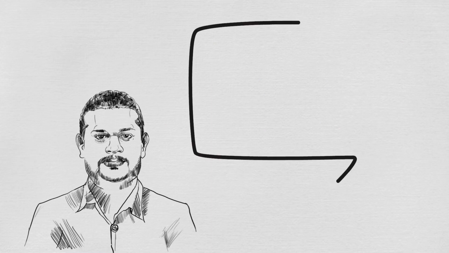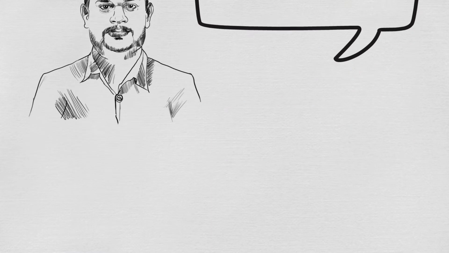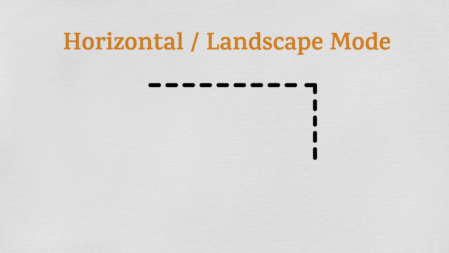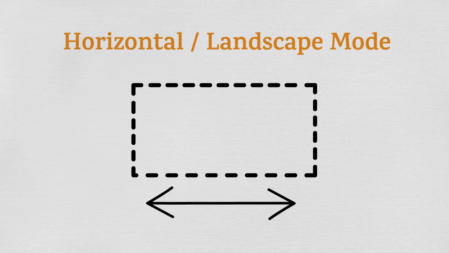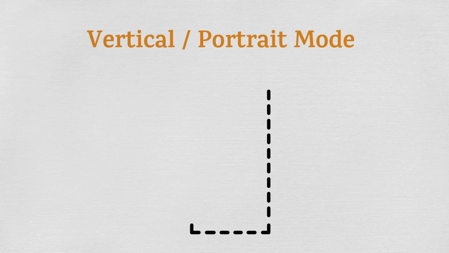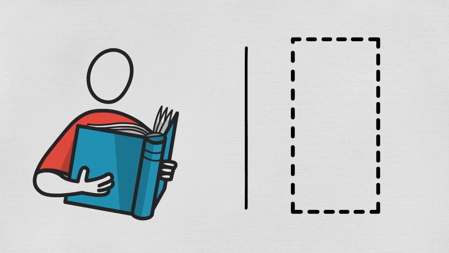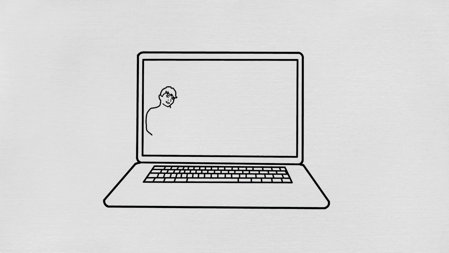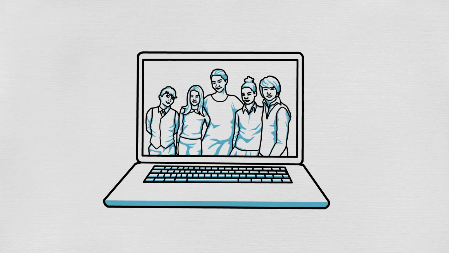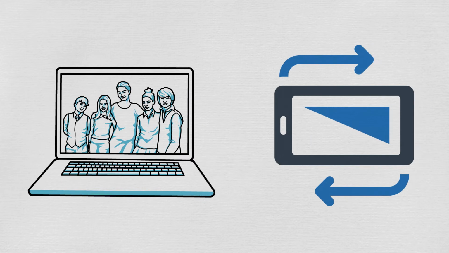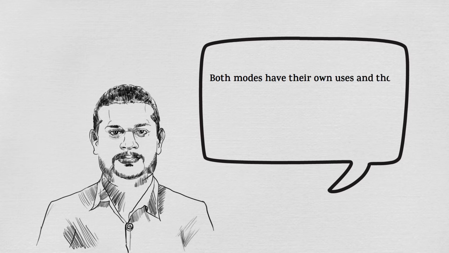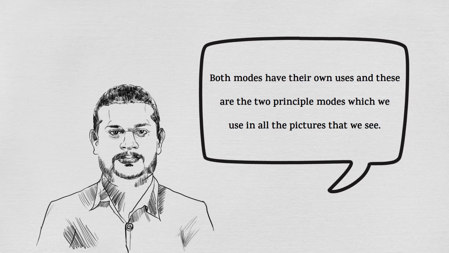There are two types of picture formats which are popularly used. The horizontal or the landscape mode, which basically means the width is more than the length. The vertical or the portrait mode, where the length is more than the width. Earlier, when everything was in the form of a book, the portrait mode was more widely used. Now, most of the pictures we see are in digital form, so the horizontal or the landscape mode is more prevalent. But both modes have their own uses, and these are the two principal modes which we use in all the pictures which we see.